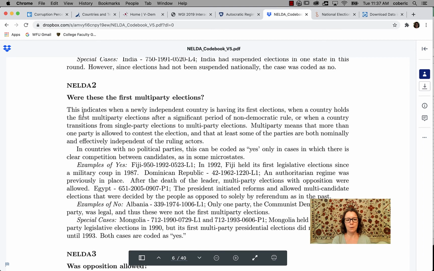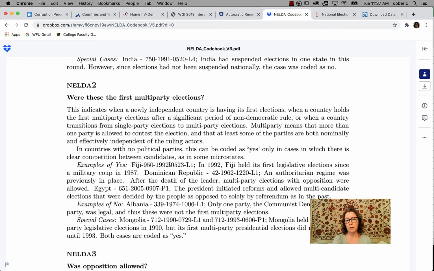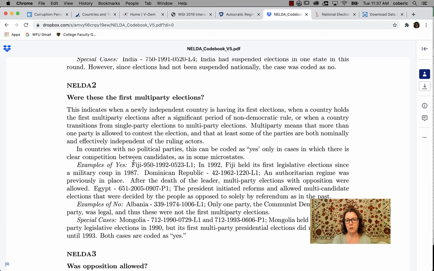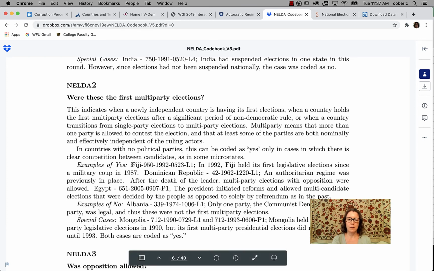Sometimes it's a simple yes-no question. Were these the first multi-party elections? Sometimes with cross-national data sets, they will actually provide you data sources for each country that they're working with. They don't do that in this particular case. It would get a little cumbersome, but that's the type of information you can often find. Here, what they do instead is offer you examples of yes, no, and special cases where they didn't actually follow the coding rules the way they thought they would.